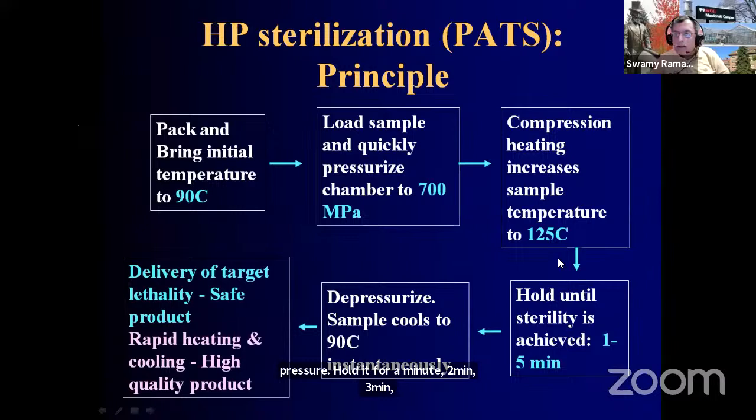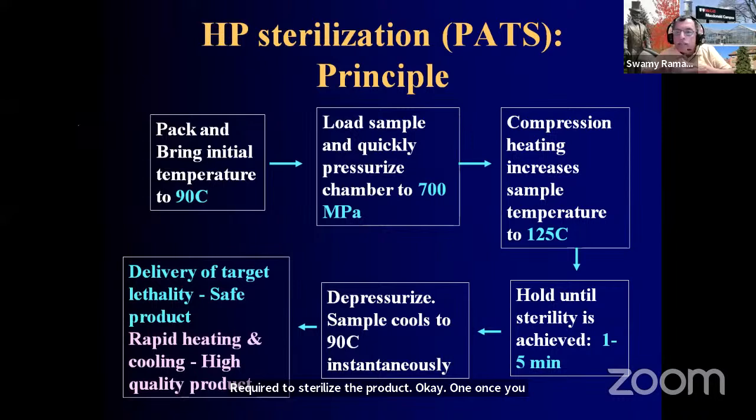Once you sterilize, you release the pressure. The minute you release the pressure, it's expansion. Expansion results in cooling. So from 125, the temperature drops back to 90 degrees. Depressurization takes only 15 seconds or 30 seconds. There is no other technology that can increase the temperature from 90 degrees to 125 degrees in 5 minutes, which is the pressurization time, and then cool it down in 15 seconds. It's impossible. There's no other technology that can do this quick heating and that quick cooling.